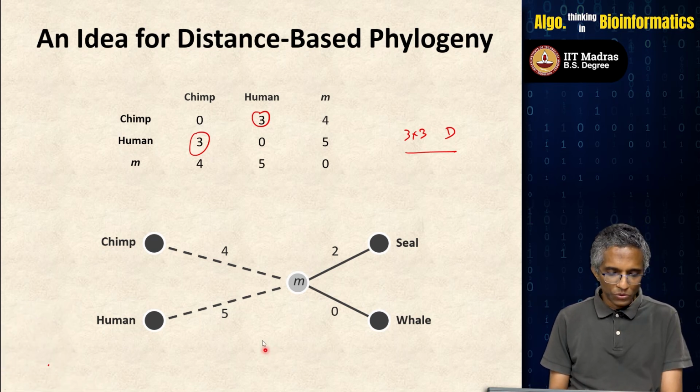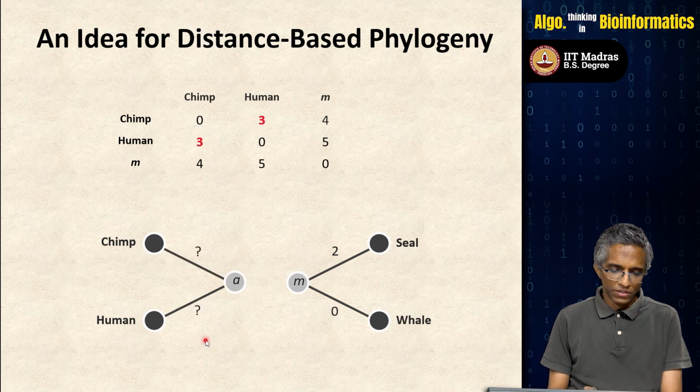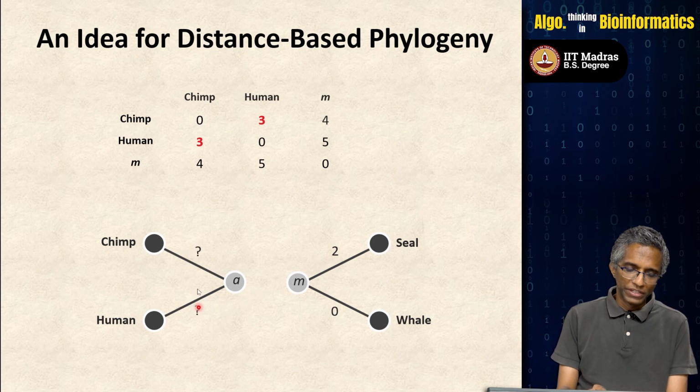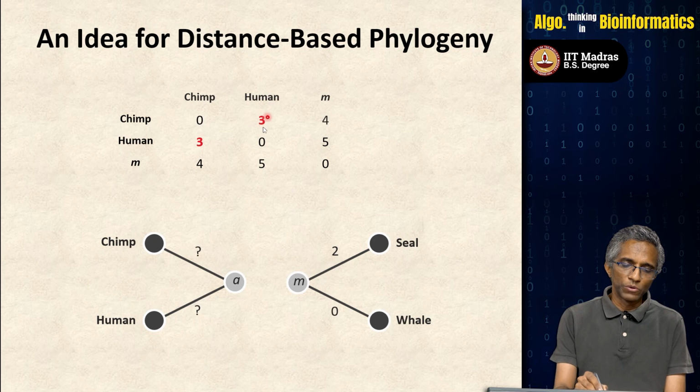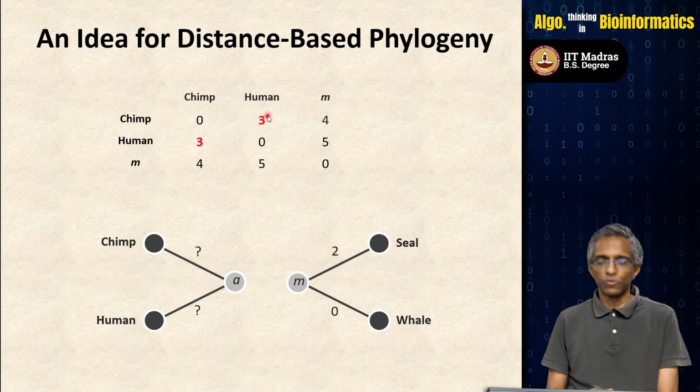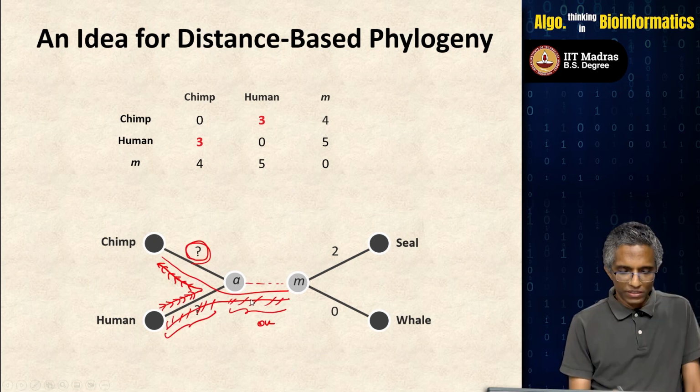That is what we are going to do. So, we have made chimp and human as the cherry, and then A is the common neighbor for chimp and human, the common parent, and again we have the same issue that we need to figure out this length, question mark and question mark, which will add up and give you the value 3, and we can apply the same formula as before. I will say it again.